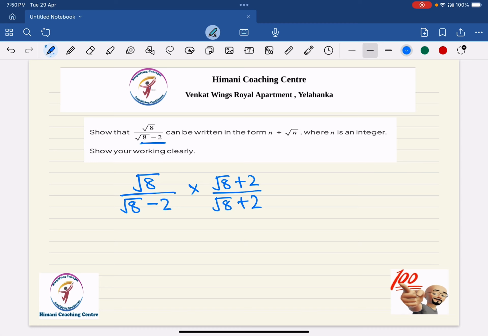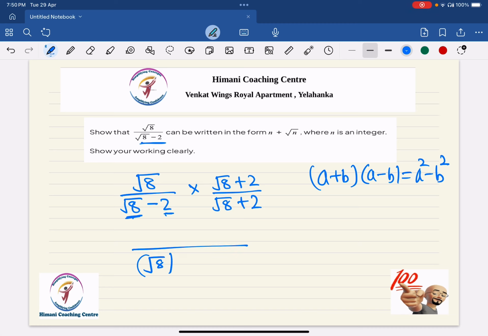Now, why are we doing this? So in the denominator, what will we get? See, if you actually remember this formula, it would be very helpful. A plus B into A minus B is A square minus B square. So if you look at the denominator, your A is root 8, your B is 2. So in the denominator, we will get what? Root 8 square minus 2 square.